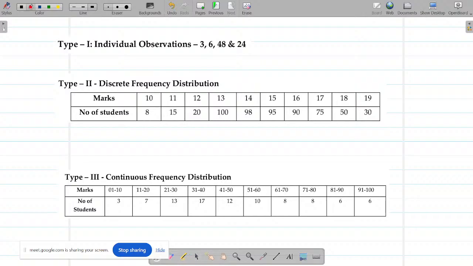Please try to understand the difference between type 1, type 2, and type 3. In your question paper, it will never be mentioned as individual or discrete or continuous. You have to understand it. The first one is quite simple. From the heading itself, we can understand it's of individual observation. What do you mean by observation?